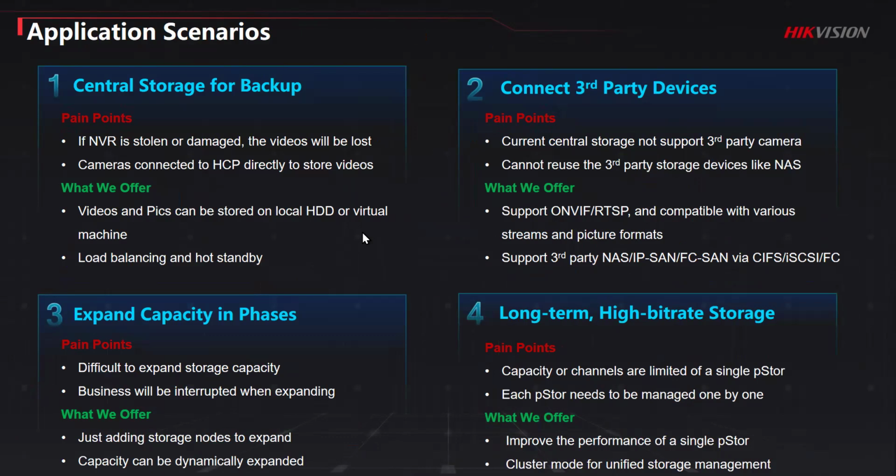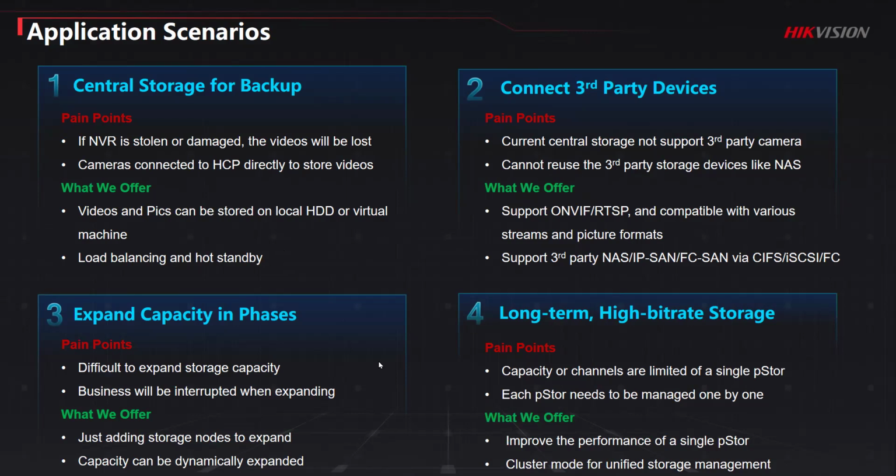Now, one thing about the pStore version 2 that we've launched, we've added a couple of new features, a couple of new advantages. In the past, you had a problem if the NVR got damaged or stolen, then you would have lost all your storage. Now with pStore, your videos and pics will be stored on a local hard drive or virtual machine. But we also have load balancing and hot standby if something goes wrong. We also have the new functionality where we can stream in third-party devices, all the cameras from other vendors, into pStore and save it onto those third-party hybrid SANs and so forth.